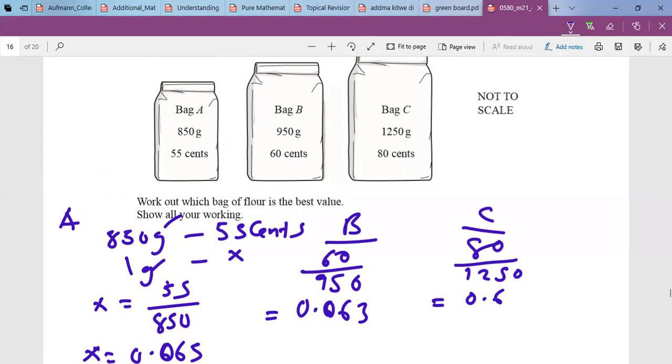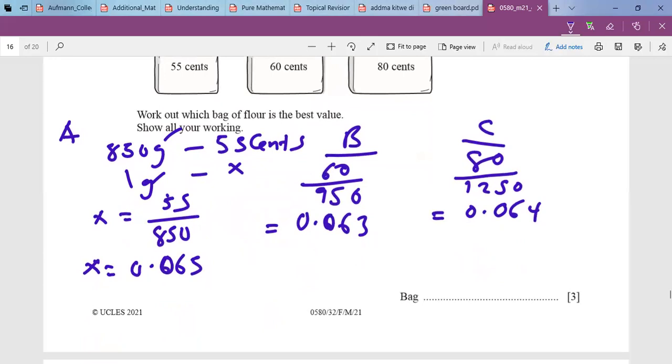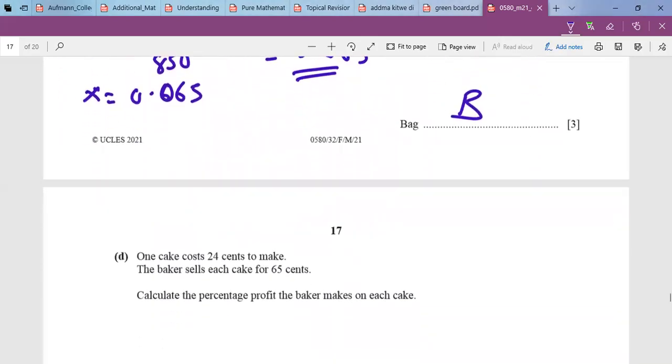Okay, let me calculate. You can calculate as well. So we are saying 80 divided by 1,250 to get 0.064. This is how much we are going to get. So you realize that you spend less cents on 1 gram on B than any of these bags, meaning that you have got more value for B because you're spending less for the same grams. All right, so it means B is the one that has got the best value. All right, so we go to the next question.